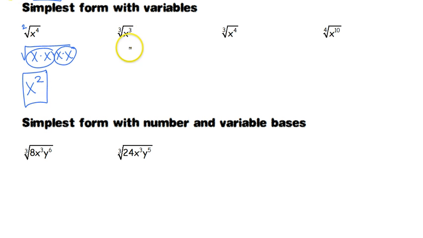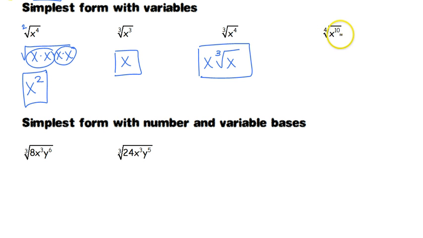The cube root of x to the 3rd, I need 3. I have exactly 3, which allows me to bring one group of 3 to the outside. Cube root of x to the 4th, I need 3 of them, I have 4. I can take one group of 3 to the outside. 4 minus 3 leaves me with 1 left over on the inside.